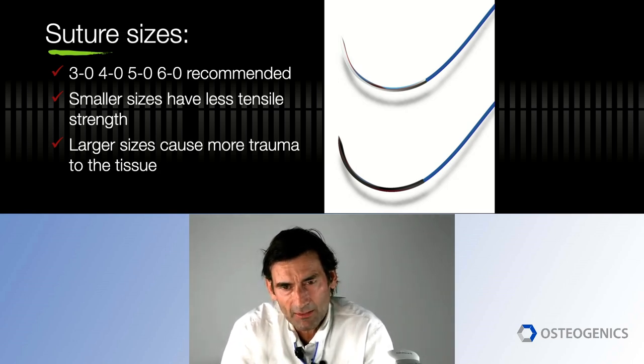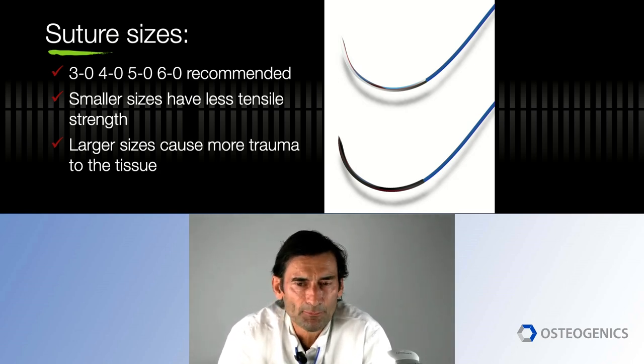6-0, to go to the other extreme, is really a beautiful suture because it's a smaller needle for when you have thin tissues or when you're closing a papilla. So just remember always, smaller suture sizes are great because they're really thin and easy to manage through the tissues, but they have no or minimal tensile strength. So if you are manipulating the tissues a lot and pulling too hard on the knot, it will break.